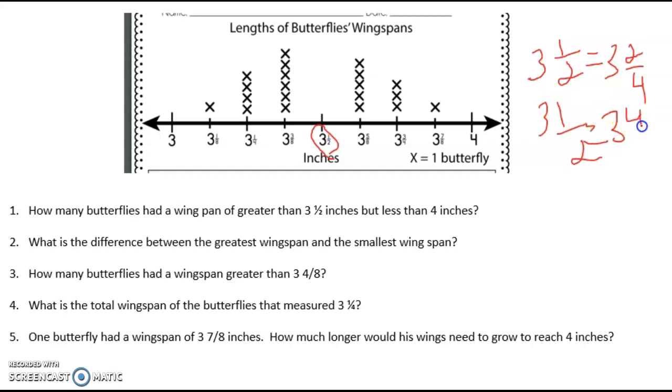3 4/8 would be equivalent. So you could have written 3 2/4, you could have written 3 4/8, you could have written 3 1/2. And why are they doing this? Just to make it a little bit more complicated. Make you have to really understand what you're looking at. Okay?